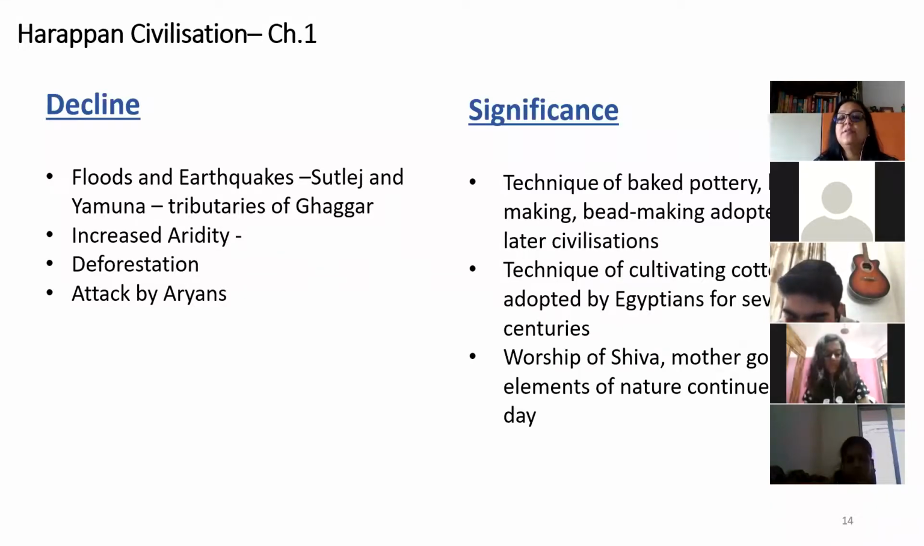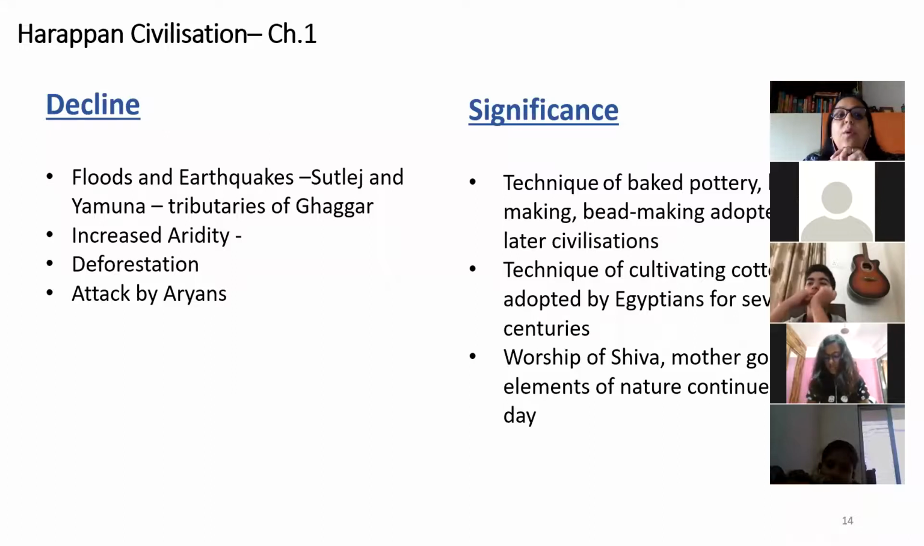Attack by Aryans. This Aryan warrior race, which came from Central Asia, wanted new lands. So they came here and they killed all the Harappans. As I told you before, the Harappans were a peaceful civilization. They did not go to war with anybody. They did not have weapons. So naturally, when the Aryans attacked them, they were not equipped and not ready to defend or protect themselves. So the Aryans could kill all of them, and they settled down in the Indus Valley.